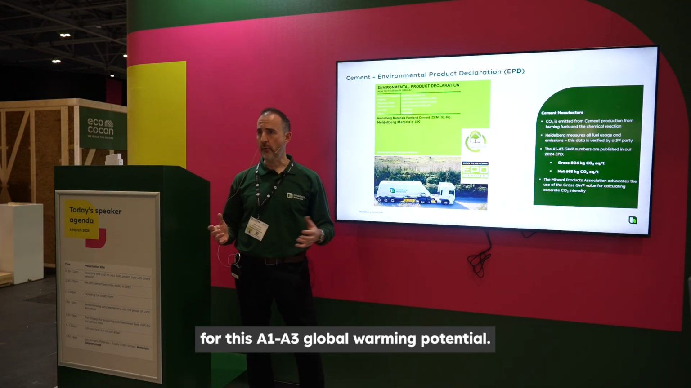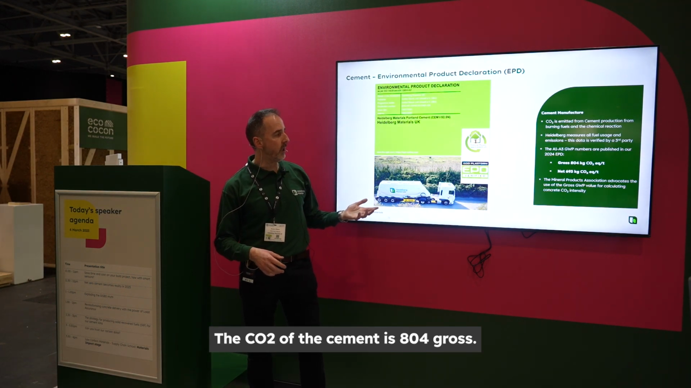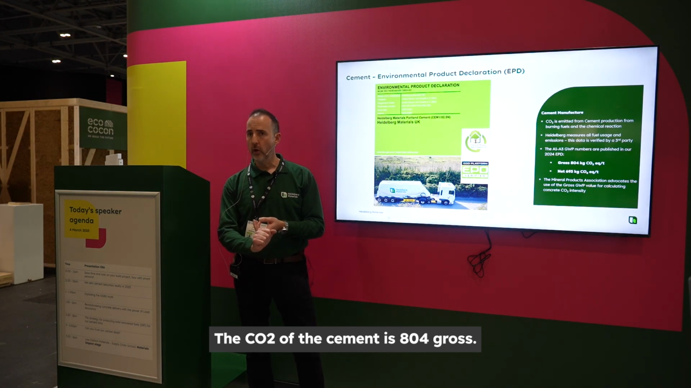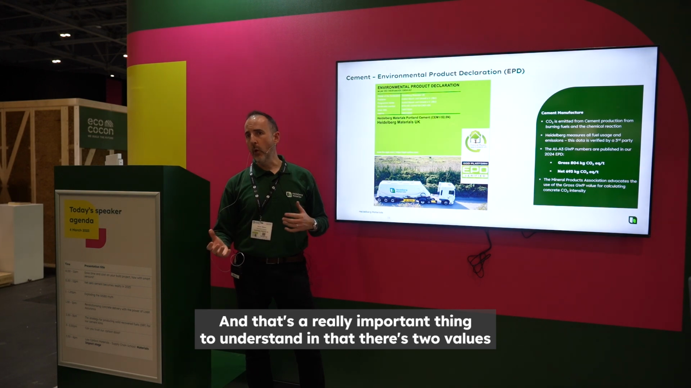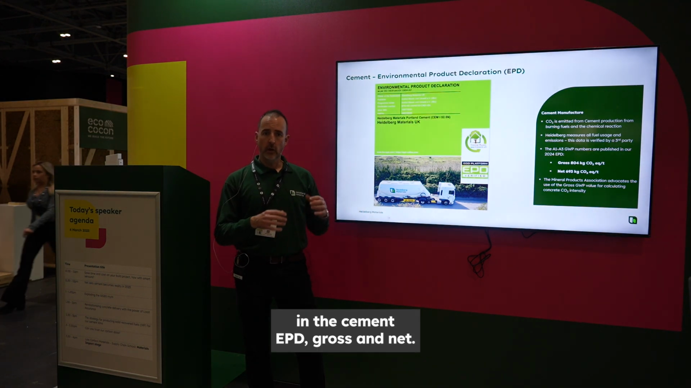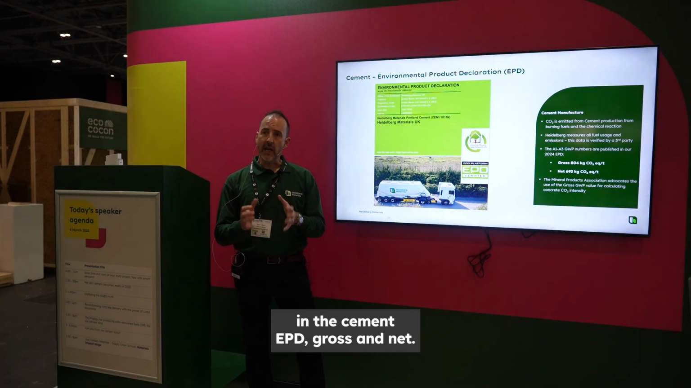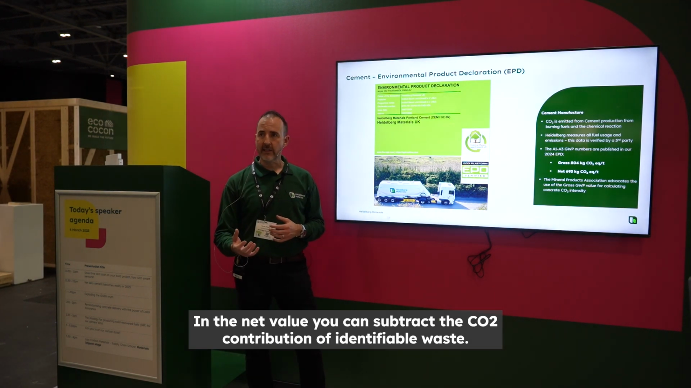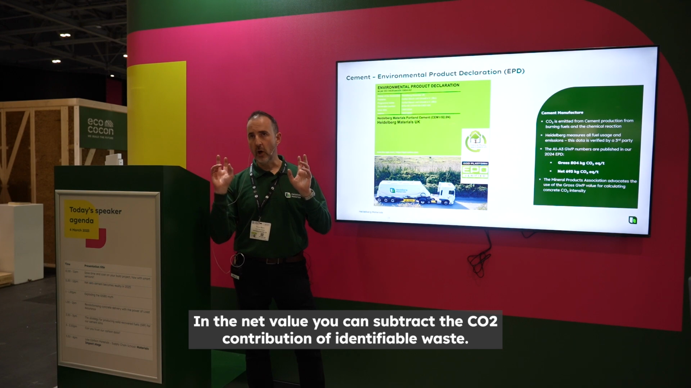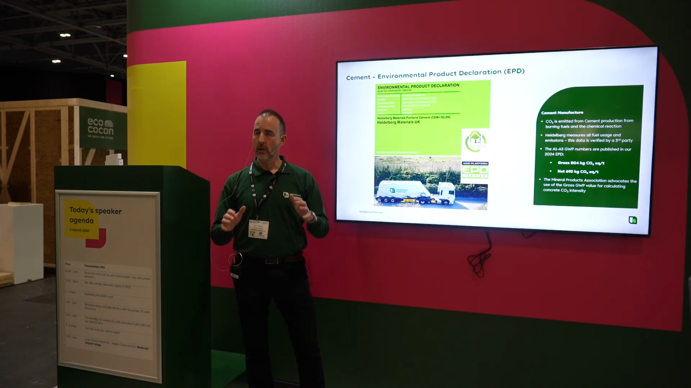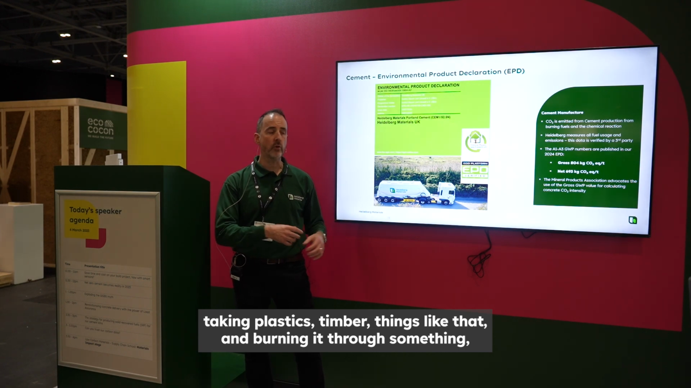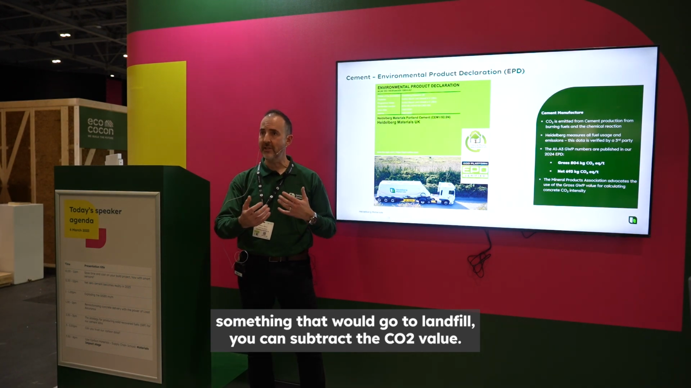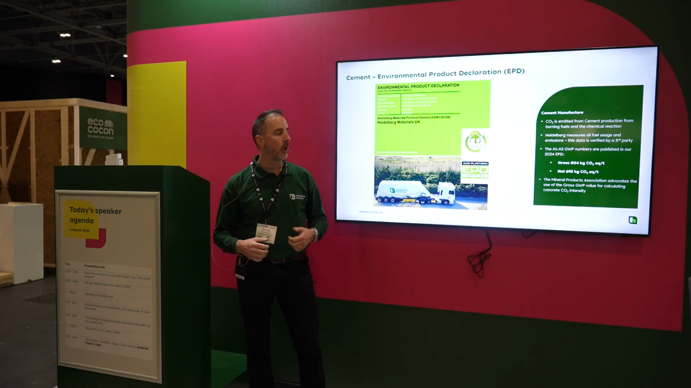For this A1 to A3 global warming potential, the CO2 of the cement is 804 gross, 693 net. And that's a really important thing to understand, in that there are two values in a cement EPD, gross and net. In the net value, you can subtract the CO2 contribution of identifiable waste. So if you're taking plastics, timber, things like that, something that would go to landfill, and burning it, you can subtract the CO2 value.